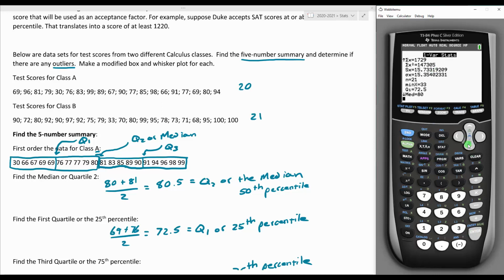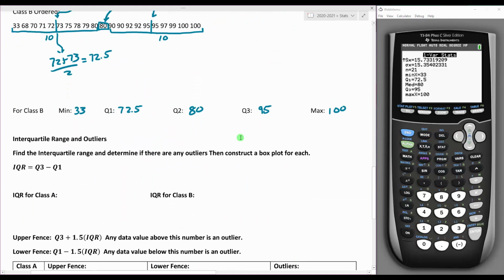There we go. So now I have my 5-number summary for list 2. This is for class B. And you should see we got the same thing. Let's just double check, make sure we did, right? So 33, 72.5, 80, 95, and 100. All right, so there is that.